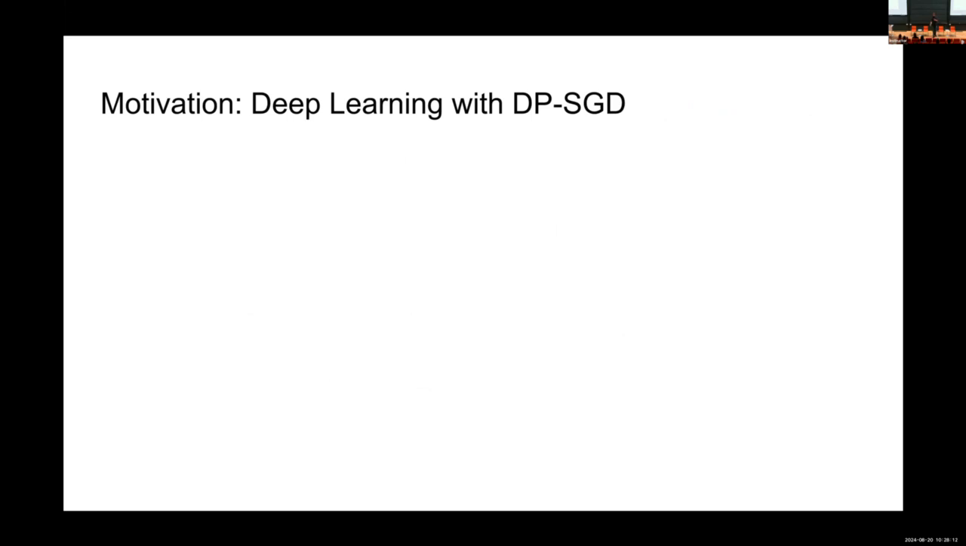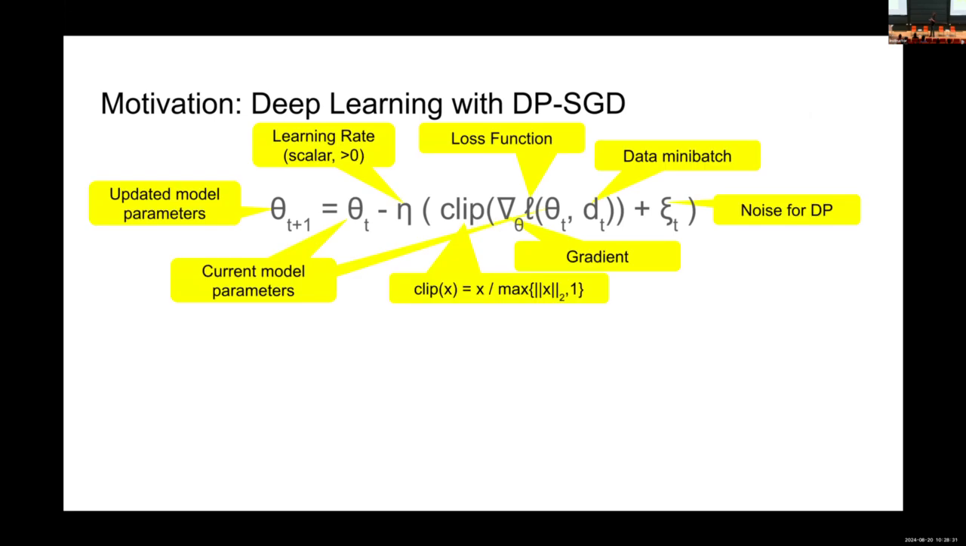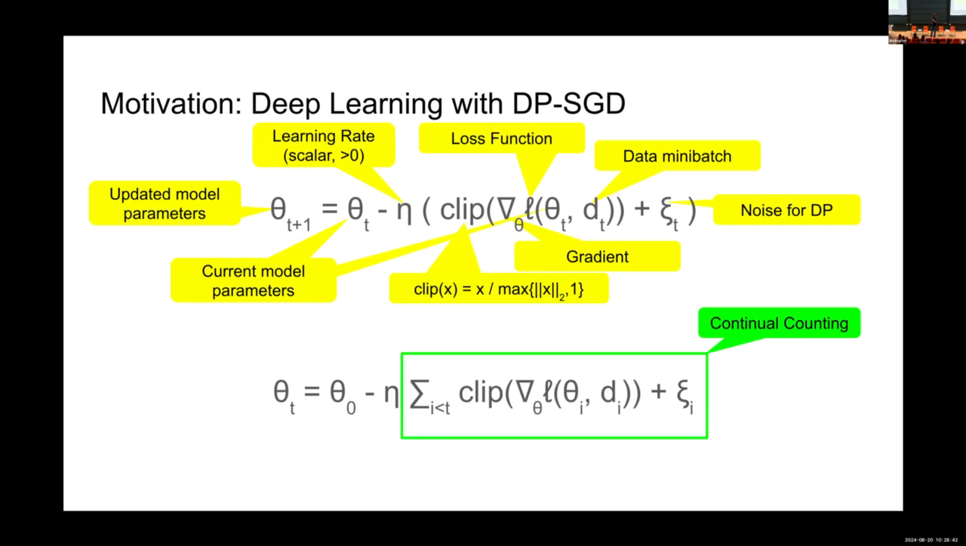But first, I want to take a little segue into the motivation for this work, which is applications to deep learning. The standard algorithm for differentially private deep learning is DP-SGD. Here's the equation. Hopefully you got some understanding of this from Pratiksha's talk if you're not familiar with it. Here's what all the various terms mean. But we can take this recursion and write it like this, and now it starts to look a lot more like a continual counting problem. We're continually getting these updates. Each update is the clipped gradient, and we're trying to keep track of their sum.